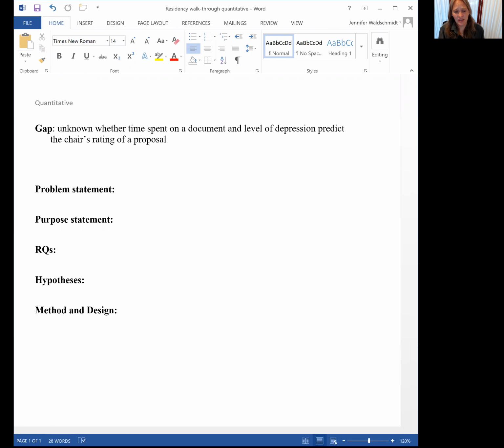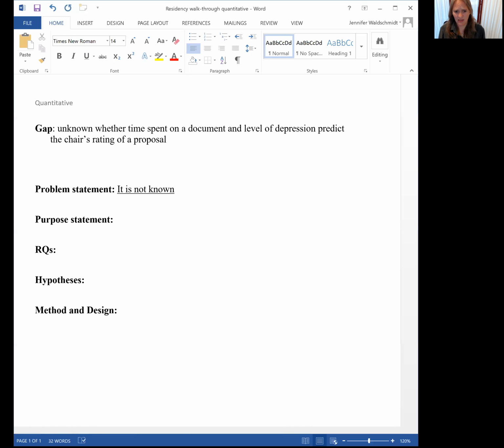You are going to notice that when we say that something needs to be aligned, it's actually a lot of repetitiveness, which you're going to see as we go through here. So at GCU, the problem statement starts a very particular way. If it doesn't start this way, it is incorrect. The way that every problem statement starts at GCU is, it is not known. What comes next depends on whether we're doing a qualitative study or a quantitative study.